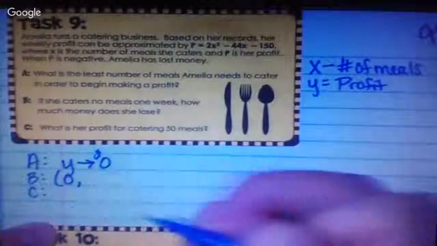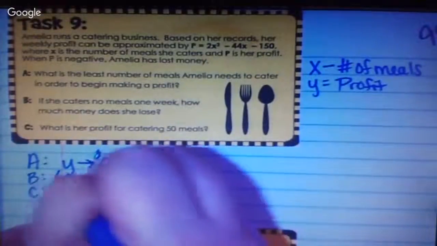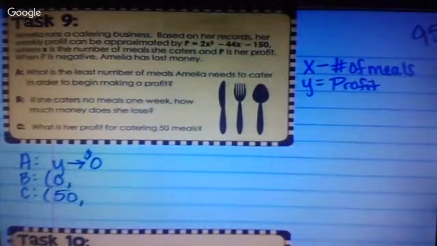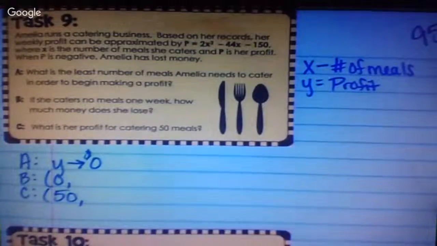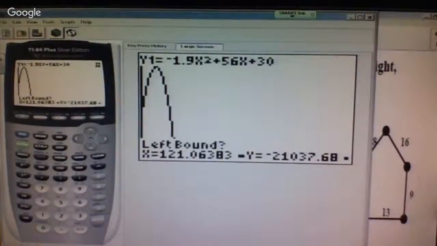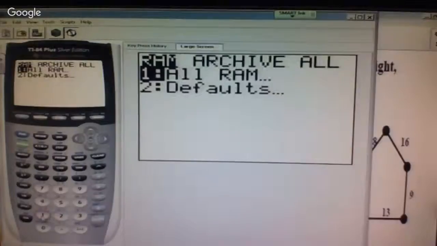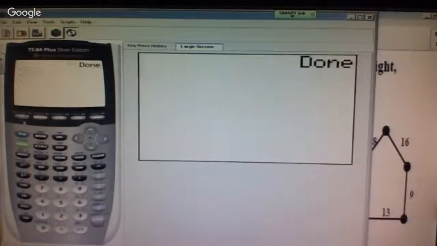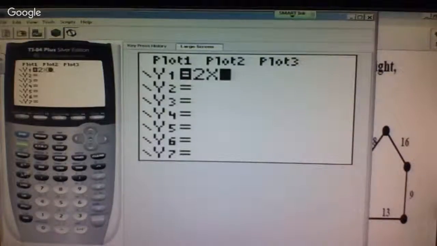The Y. The X. The X, your number of meals. Okay, you can do this entire thing from your table. If you plug this into your table, or plug it into y equals, so 2x squared. Where did you get 50 from? Oh, it says you cater 50 meals. So 2x squared.